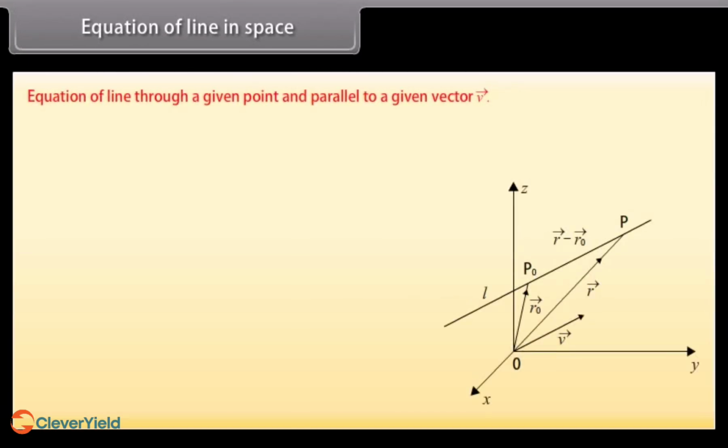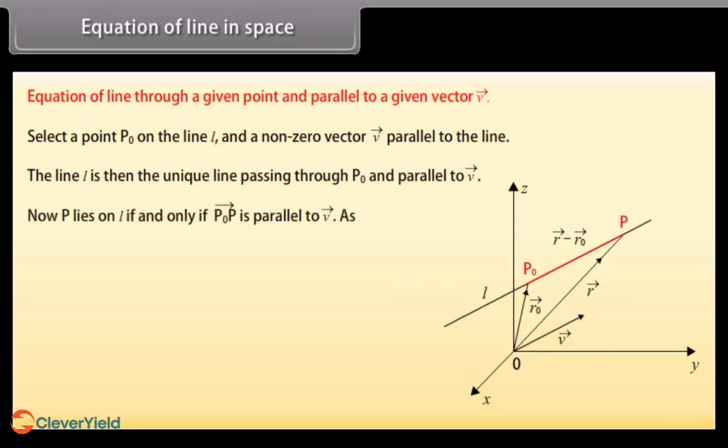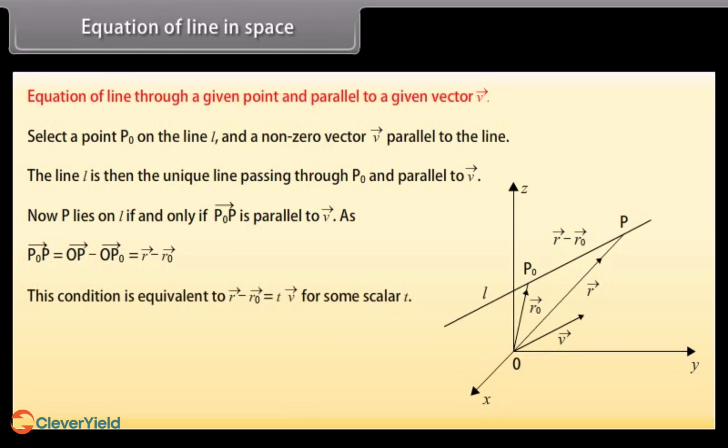Equation of line in space. Equation of line through a given point and parallel to a given vector v. Select a point P0 on the line L, and a non-zero vector v parallel to the line. The line L is then the unique line passing through P0 and parallel to vector v. Now P lies on L if and only if vector P0P is parallel to vector v. As vector P0P is equal to vector OP minus vector OP0, which equals vector r minus vector r0, this condition is equivalent to vector r minus vector r0 equals t vector v for some scalar t. The equation vector r minus vector r0 equals t vector v is called a vector equation of the line L.